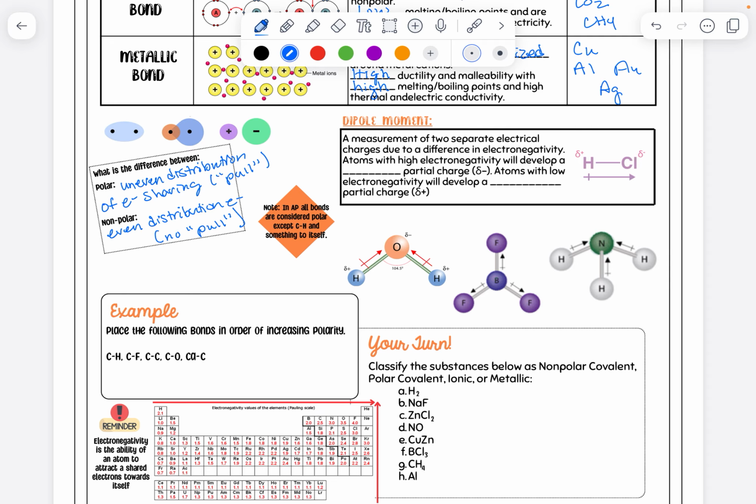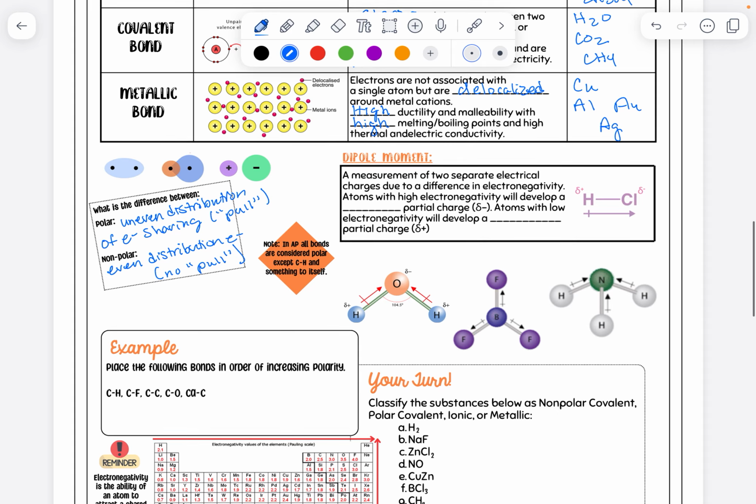Let's go back to our covalent bonding. And remember, with covalent bonding, they're sharing electrons. And we talked about this polar and nonpolar effect. We call these dipoles as well. So what's a dipole or a dipole moment? A dipole moment is a measurement of two separate electrical charges due to a difference in electronegativity.